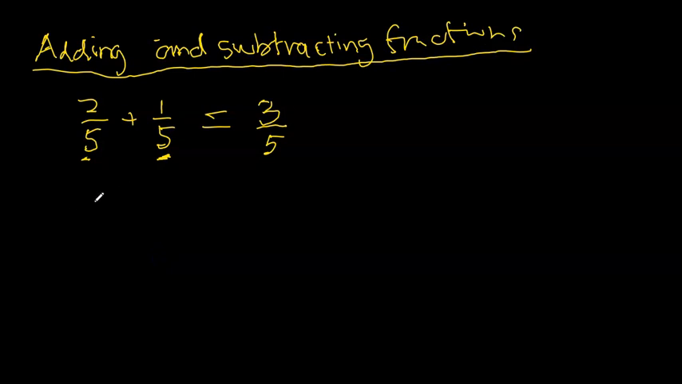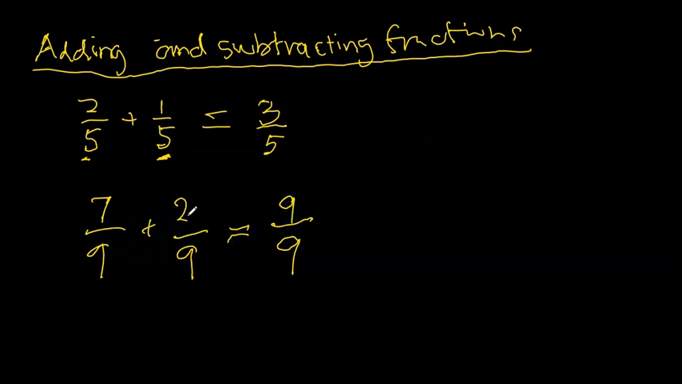So let's say you have 7 over 9 plus 2 over 9, for example. Right here, the common denominator is 9. So we have our 9 here. And the numerator is also 9 when we add 7 to 2. So we got 9 over 9, which basically is equal to 1. All right. So this is for adding where you have common denominator.